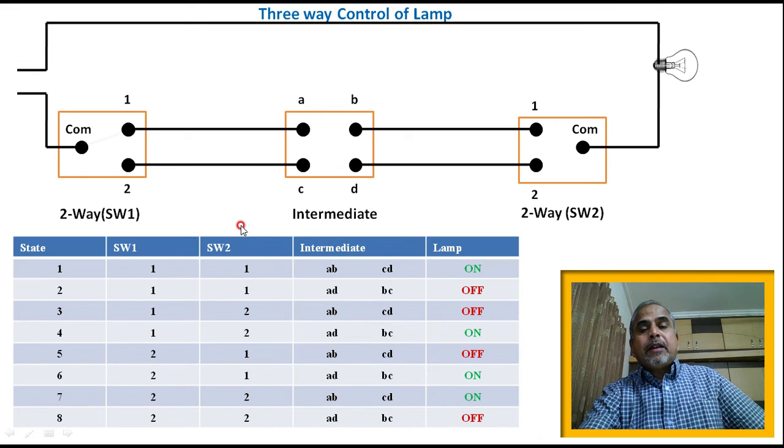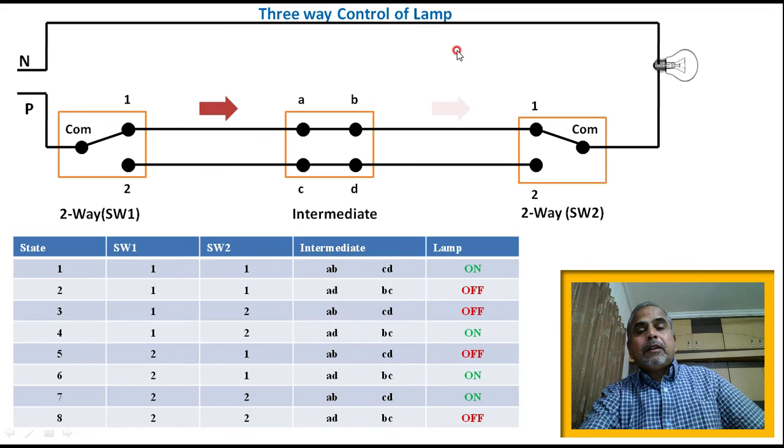I am taking one example. When the first switch is connected to 1, the second is also at 1, and the intermediate switch is connected to A, B and C, D. Then you can see, if the supply is given here, the current starts flowing here, then here, and next there is a complete path, because of that the bulb will be on. Therefore, for 1, 1, A, B, C, D, it is on.